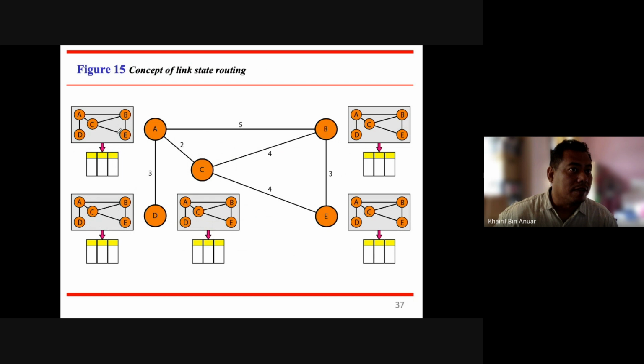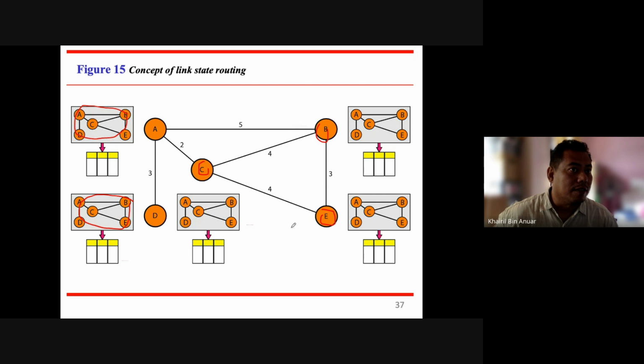What this diagram represents is that node A, or router A, basically knows the whole network. Node D also has the same information of the whole network, and likewise C, B, and E. It doesn't change. With the distance vector just now, you could see that router A has a different routing table compared to D, C, B, and E. But here everyone on this network has the same information, the whole network information.